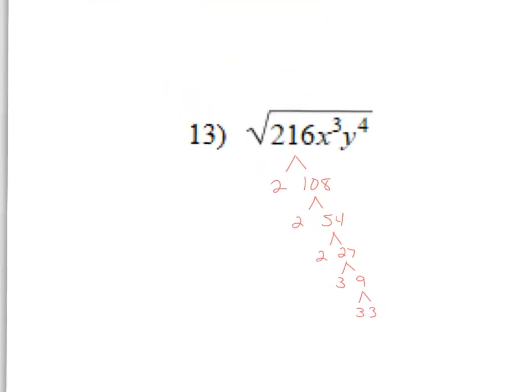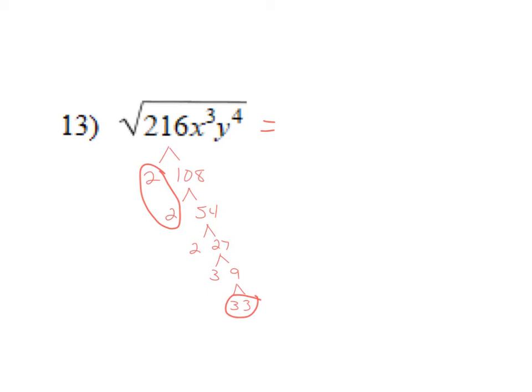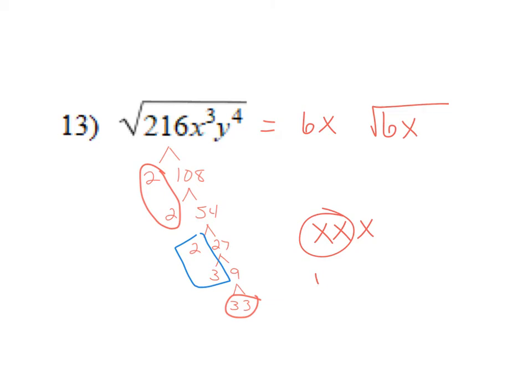Okay, let's see what we got here. We got a pair of 2s and a pair of 3s that are moving out. So I know that I've got a 6 on the outside. On the inside, I still have this 2 and 3 hanging out. So I've got 2 times 3 is 6 on the inside. Now my X's, I have 3 X's, so I pair them up, move them out. I've got 1 pair on the outside and 1 guy left over on the inside. Now with my Y's, there are 4 Y's, so that's going to give me 2 pairs and nothing left on the inside.